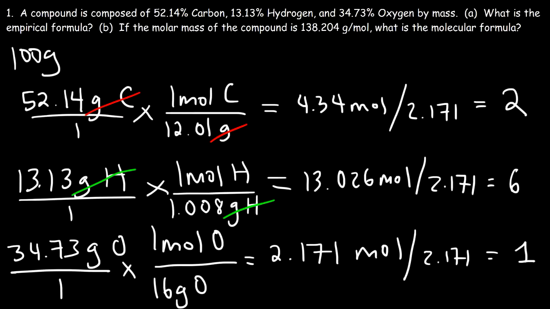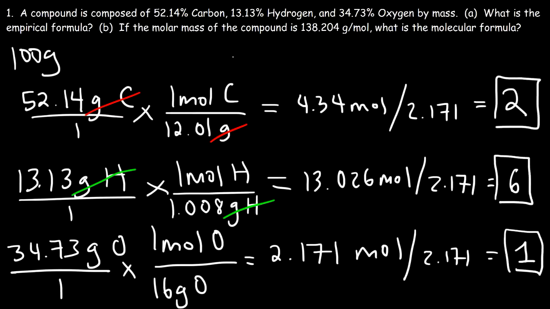So now we have the subscript for carbon, the subscript for hydrogen, and the subscript for oxygen. So the empirical formula, that is the formula with the lowest ratios, it's C2H6O1. So that's the empirical formula. That's how you could find it if you're given the percent composition of an element. So that's the answer for part A.